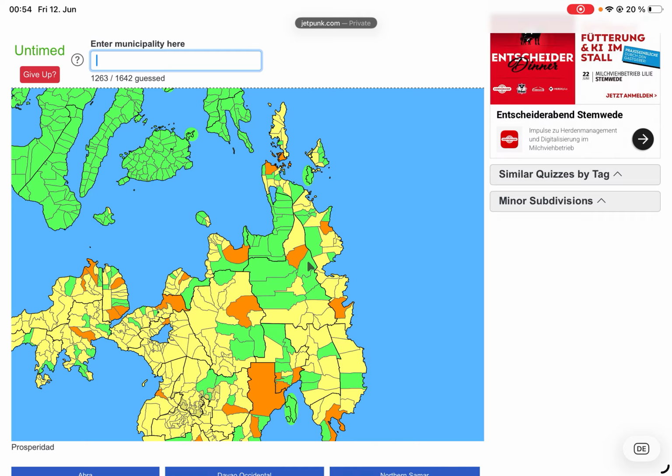But the biggest city in terms of population is this one, which is called Bayugan. And then in the north here we have Sibagat, we have Talacogon, and in the south here we have Loreto, Santa Josefa, Trento, Bunawan, and Veruela. Okay, so that's Agusan del Sur.